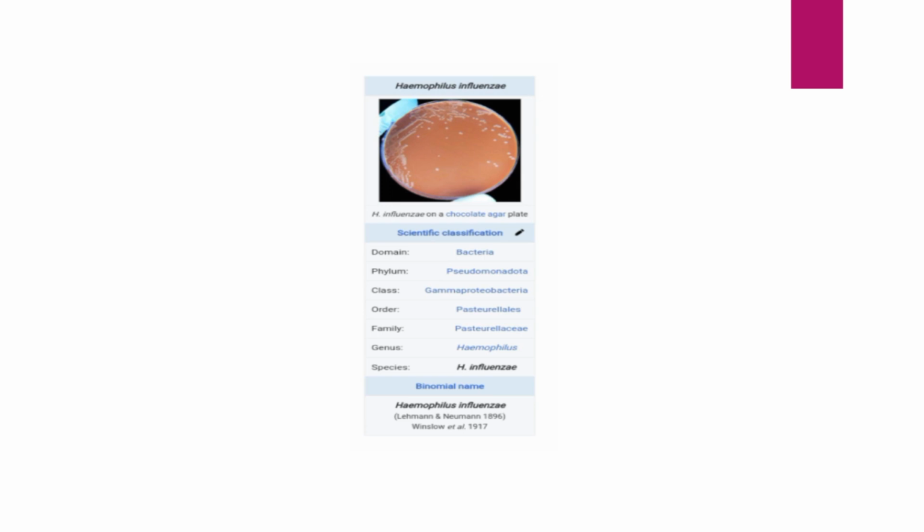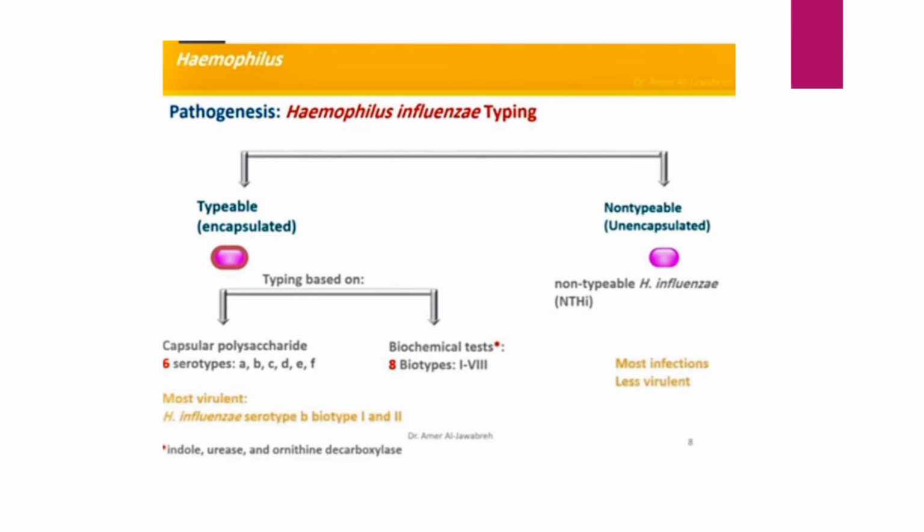These are the scientific classification. We know how scientific names come in bacteria. Binomial name: Haemophilus influenzae. Pathogens: Haemophilus influenzae is typable or non-typable, encapsulated or unencapsulated. Typable strains have two types of testing: capsule polysaccharides and biochemical tests. Capsule polysaccharides give 6 serotypes, A, B, C, D, E, and F, and biochemical tests give biotypes 1 to 8.